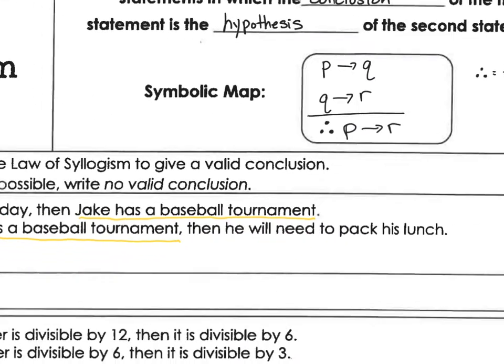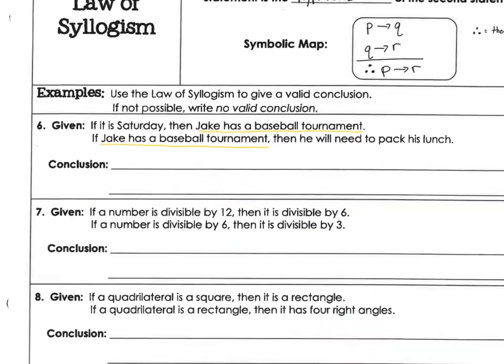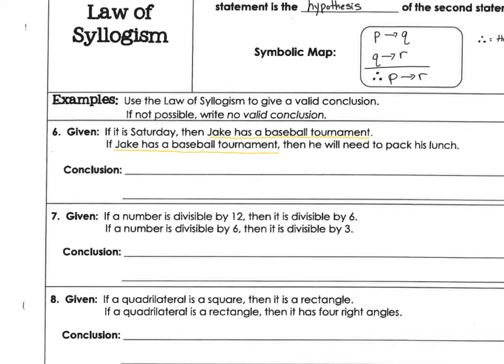All right, so let's go down here and look at the first one. Use the law of syllogism to give a valid conclusion. If not possible, write no valid conclusion. Okay, so let's look at this one. If it is Saturday, then Jake has a baseball tournament. If Jake has a baseball tournament, then he will need to pack his lunch.